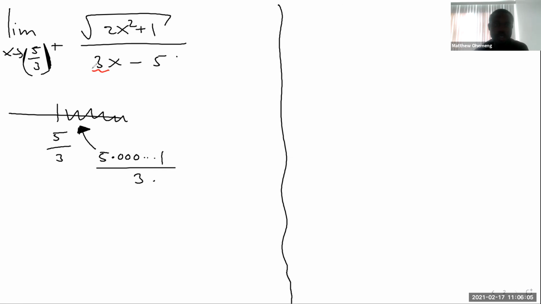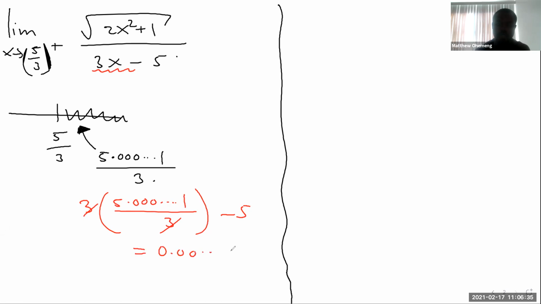If you have 3x, where x takes on values like 0.00001 over 3, and then minus 5, I'm just doing this for the denominator so that I see which side of 0 it is approaching from. The 3's cancel out, and you have something like 5.00001 minus 5. So the denominator by itself is approaching 0 from the right, because this calculation gives you something like 0.00001.